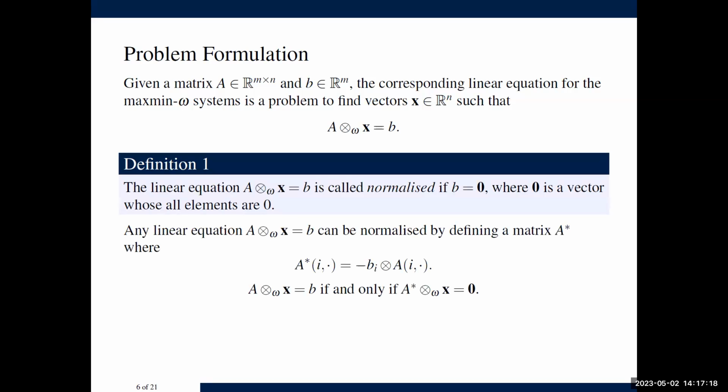And there is a nice relation. This one has the solution X if and only if X is also the solution of this one, meaning we modify the matrix A to be A star, for example, by simply subtracting every row i with b_i, for all i. Okay.